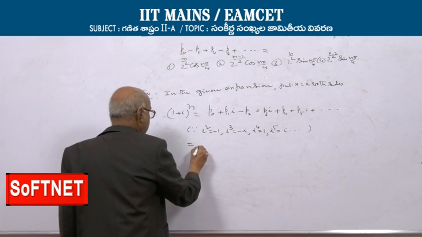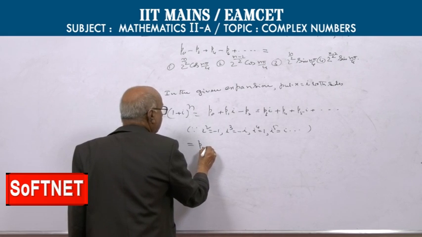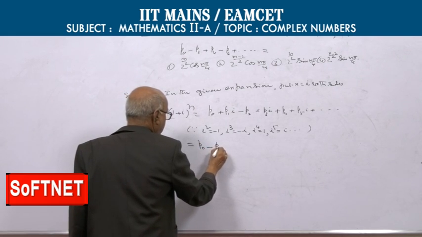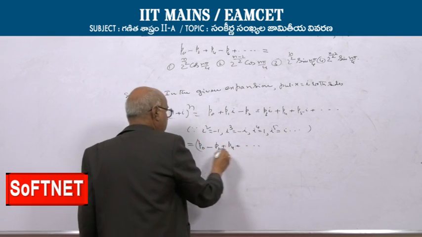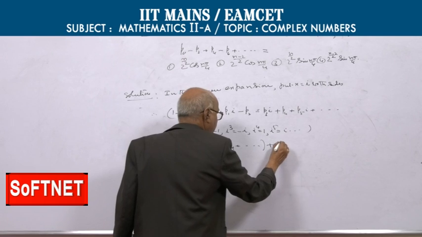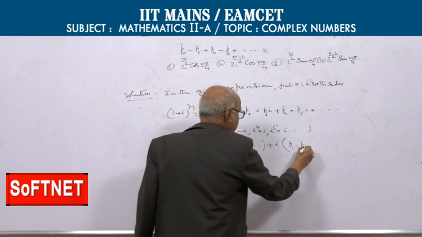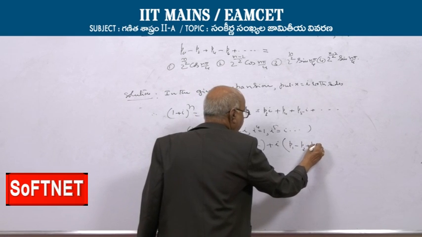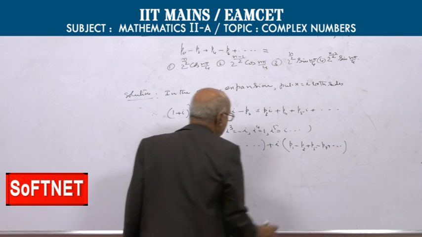So that is P0 minus P2 plus P4, etc., separating real and imaginary parts, plus i into (P1 minus P3 plus P5 minus P7, etc.)